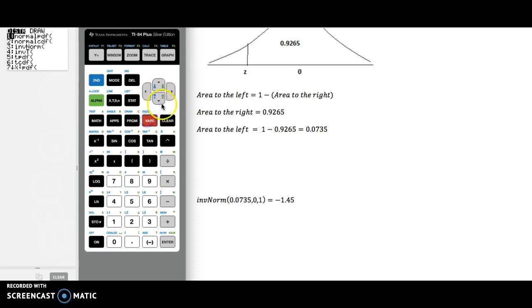So go to second, variables. The third option is inverse norm. And you put in 0.0735, and then the mean and standard deviation stay the same. And you end up with that negative z-score.